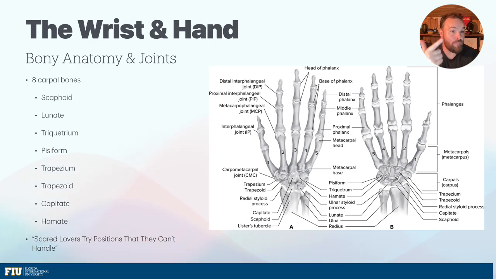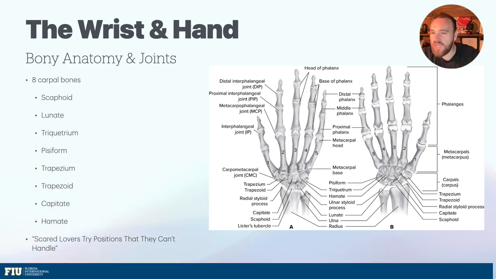And then we have 5 metacarpals, which once again are the bones in our palm, right? Those long bones that sit all the way through the base of our hand. And then we have our carpal bones. Our carpal bones are our wrist bones.